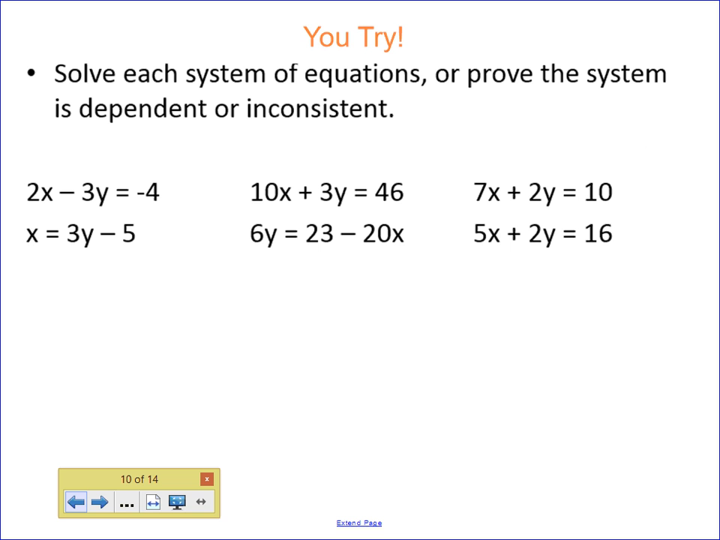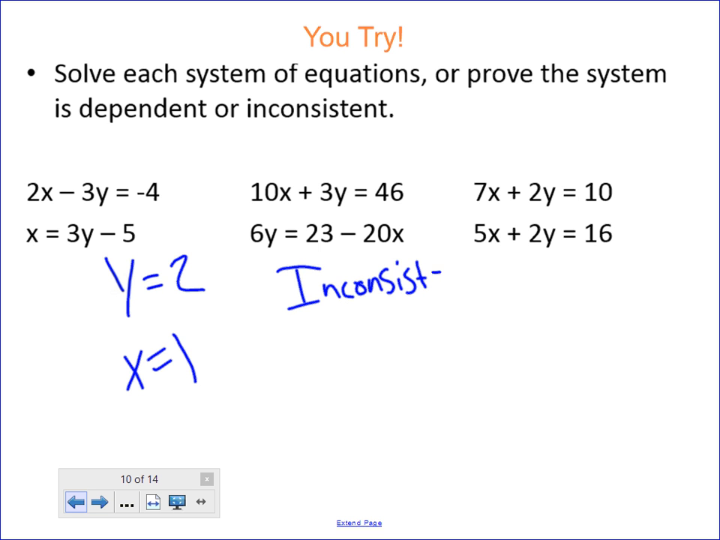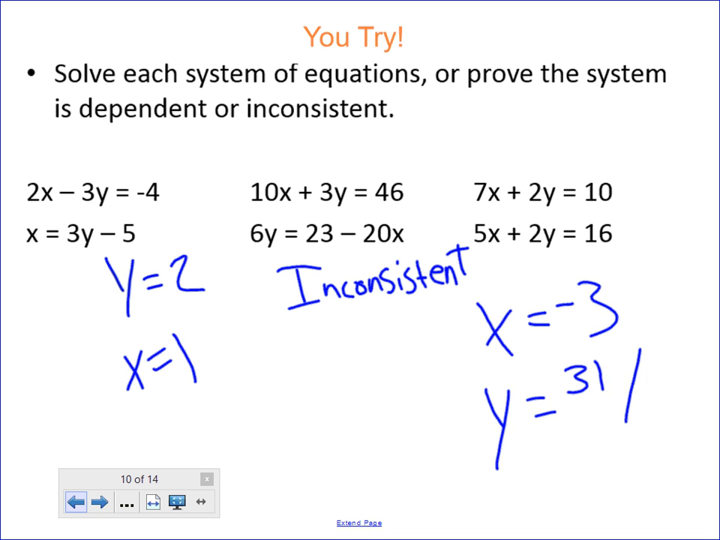All right, now you should have found the answers. So I'll give them to you, and you can check your work. If you don't have them, just hold on to your questions and I'll explain when I get back. You should have gotten inconsistent for the second one. And for the third one, x equals -3 and y equals 31 halves, so 31 over 2. So there are your solutions. Hopefully you got the right answers on those 3.